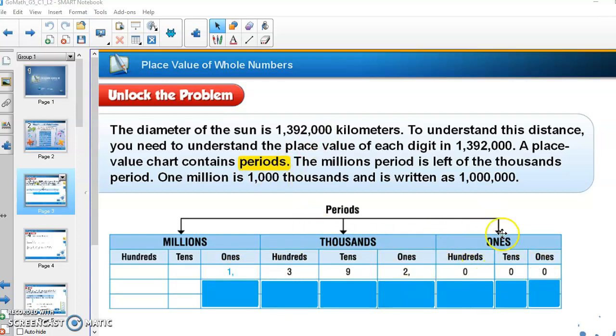Each one of these groups of three numbers is called a period. So there is no value in the ones period. The 392, you can see the 3 is in the hundred thousands place value. The 9 is in the ten thousands place value, and the 2 is in just the thousands place value. The 1 in the millions place value gets put right here. There is no value in the hundred millions or ten millions place value. So you can see where that number fits in on a place value chart.